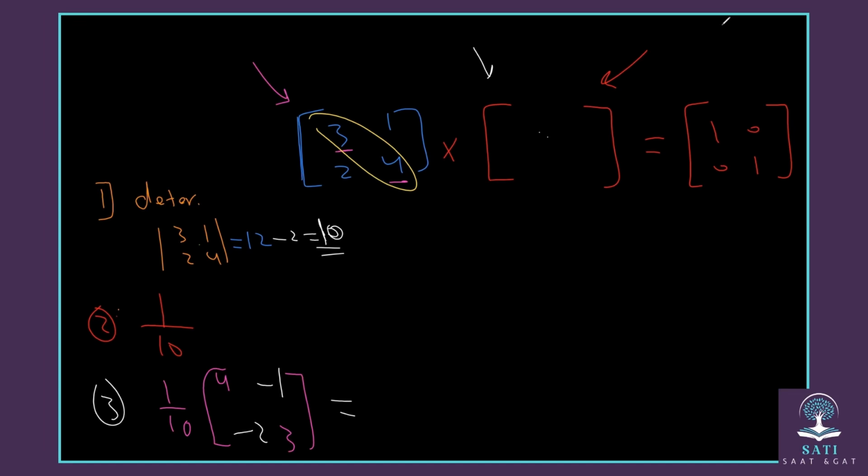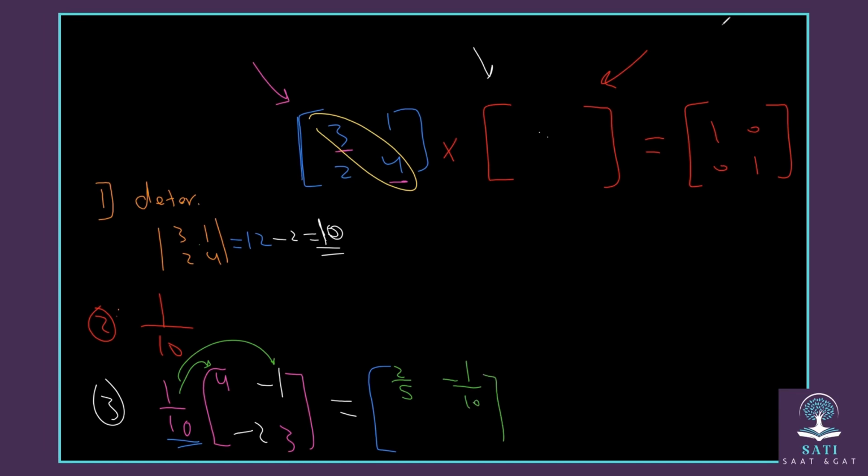Now what to do here? As we know, if we have a number outside, we need to multiply it by each element inside. So we multiply it by each element inside. 1 over 10 times 4, first step. Here, 1 over 10 times 4 is going to be 4 over 10. 4 over 10 simplified by 2 is going to be 2 over 5. Then 1 over 10 times negative 1 is going to be negative 1 over what?